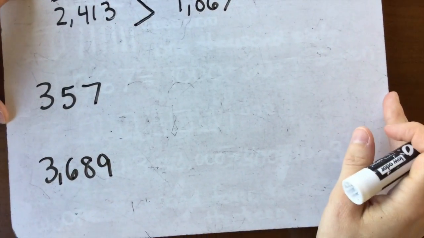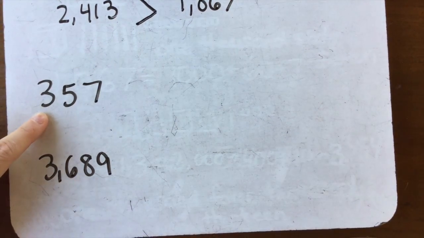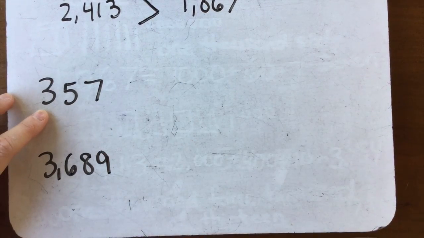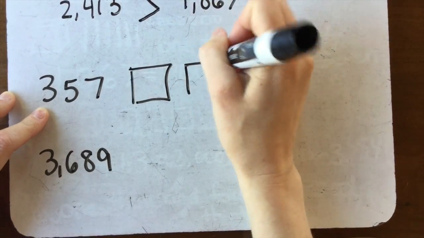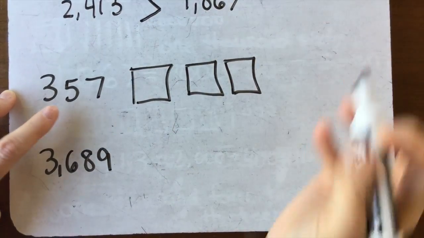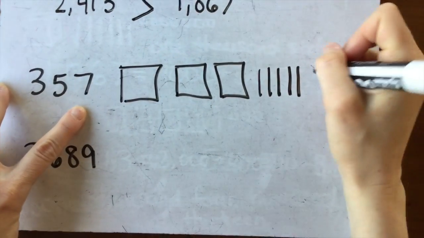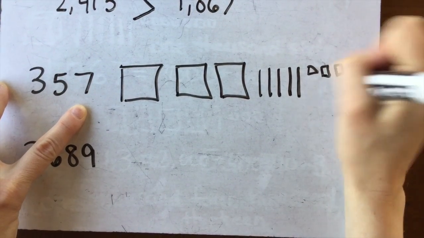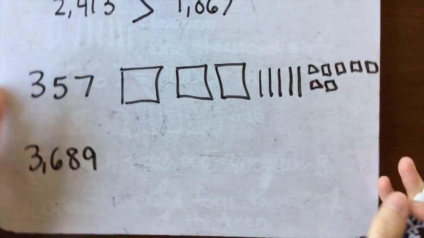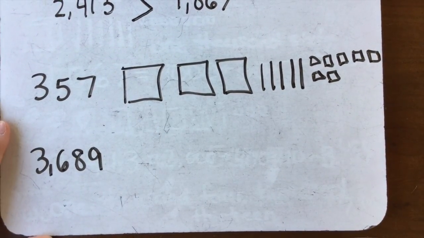So the last thing that we're going to do is we're going to look at these numbers and we're going to draw them in base 10 blocks. So let's start with the hundreds place. We have 3 hundreds. So hundreds, look, are flats. So we have 1, 2, 3 flats. We have 5 tens, 1, 2, 3, 4, 5, and 7 ones. 1, 2, 3, 4, 5, 6, and 7. That's what 357 would look like in base 10 blocks.